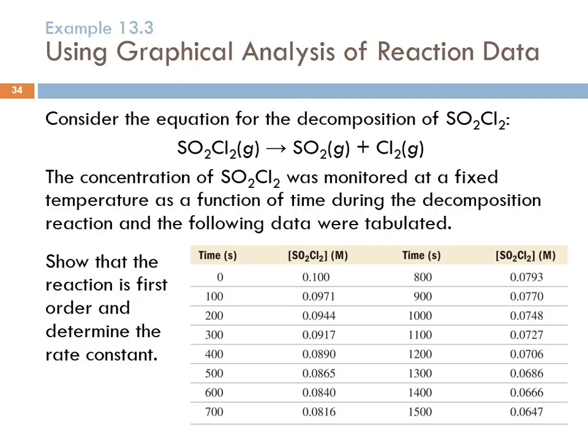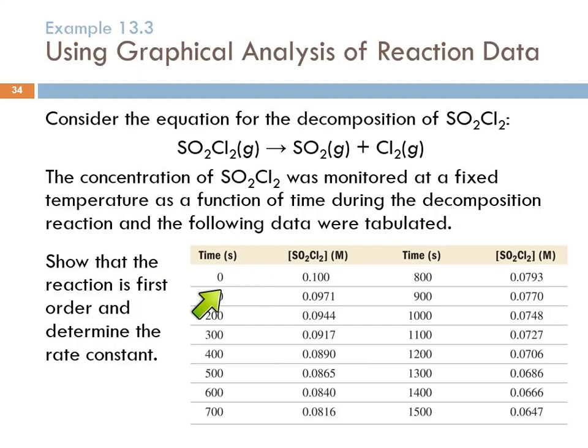We can take reaction data and graph the data to find out what the rate constant is, really. So consider the equation for the decomposition of SO2Cl2. This is a nice simple decomposition. We've got one reactant decomposing to form two products. They're monitoring the concentration of SO2Cl2 at a fixed temperature as a function of time.